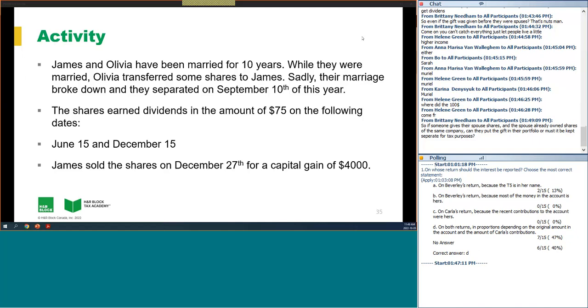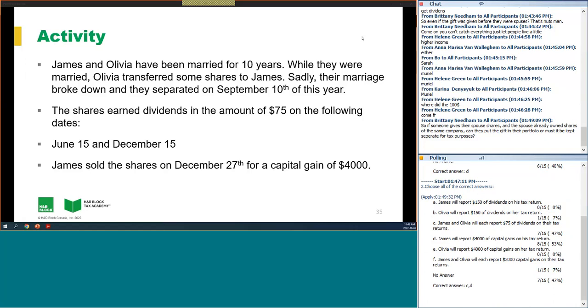And Brittany has a question. If someone gives their spouse shares and the spouse already owns shares in the same company, can they put the gift in their portfolio or must it be kept separate? They can put it in their portfolio. For the tax return, we need to know how much is which. So we do have to know how much was transferred versus how much was originally theirs, and then report the income accordingly. All right, let's see how we did.